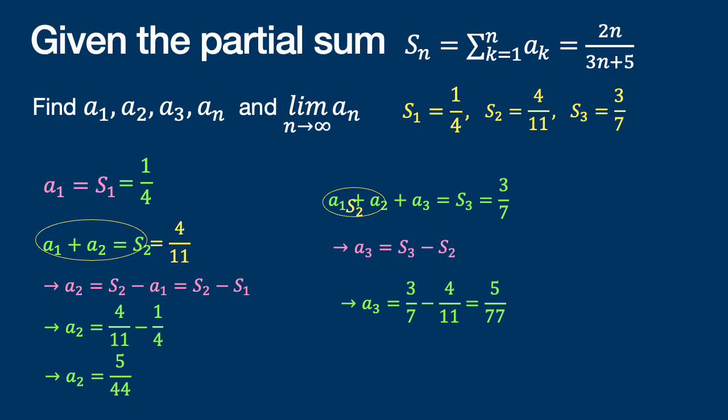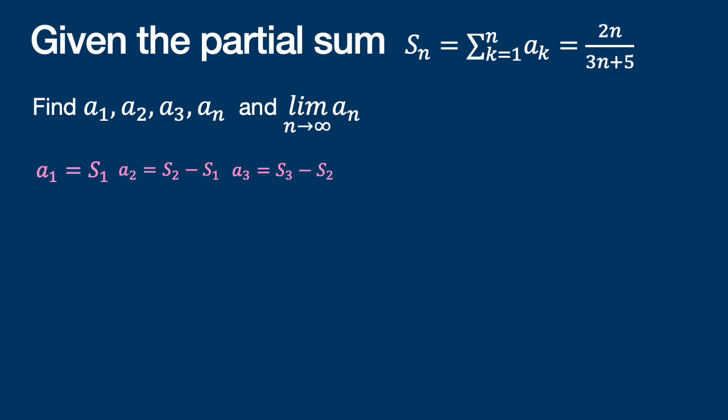That's going to be 5 over 77. Can you see the pattern, everyone? A1 is S1. A2 is going to be S2 minus S1. A3 is going to be S3 minus S2. So we find Sn. Look at the Sn, it is the sum of the sequence from A1 to An. That's the Sn. Sn is 2n over 3n plus 5.